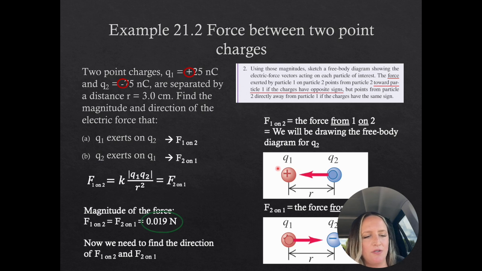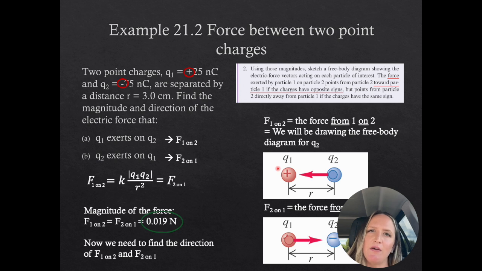We could call that to the left. Okay, that's the direction, to the left, right? We're not really in a coordinate system right now. We're just kind of describing the vector, okay? So the direction of F1 on 2 is going to be to the left.